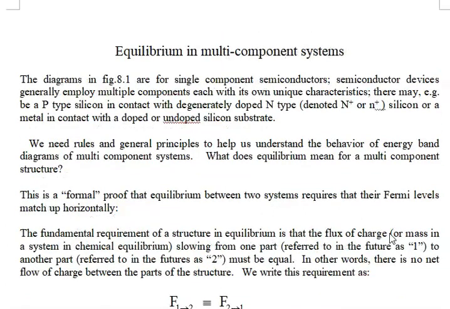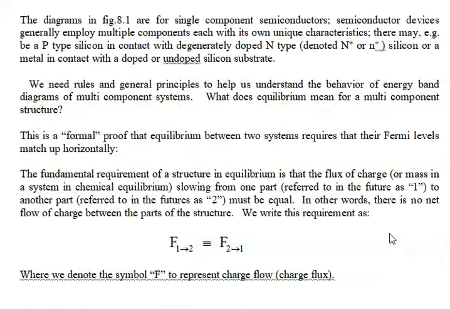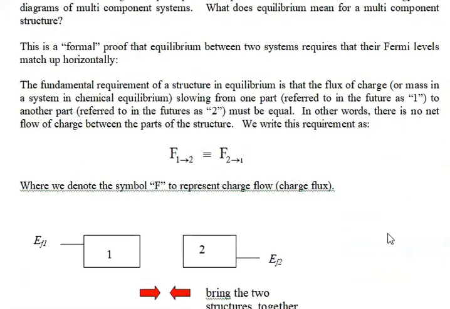Okay, so now let's talk about equilibrium in multi-component systems. Again, equilibrium, nothing's flowing. The Fermi level is straight and horizontal. So what I'm going to claim is, to have equilibrium, we need to have flows. We can have flows from left to right. We have two systems, multi-component. This is system 1. This is system 2. We bring them together.